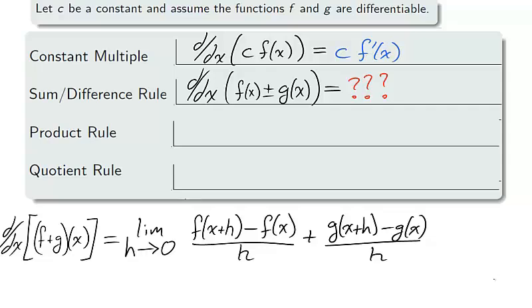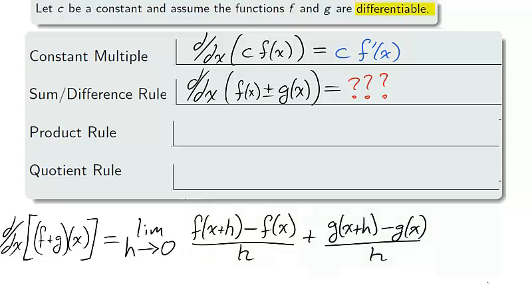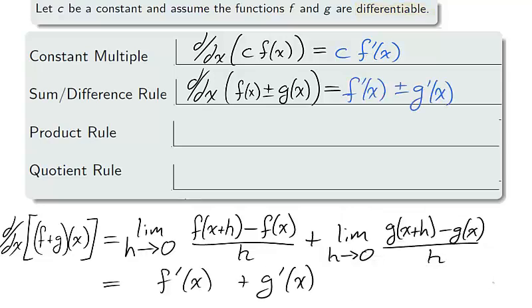From our limit laws in Section 1.6, the only way we can split a limit over addition is if each individual limit exists. However, note that the individual limits are the limit definitions for the derivative of f and g. Since we began by assuming that our functions are differentiable, that means the limits exist. So we can split the limit and obtain our new sum rule.